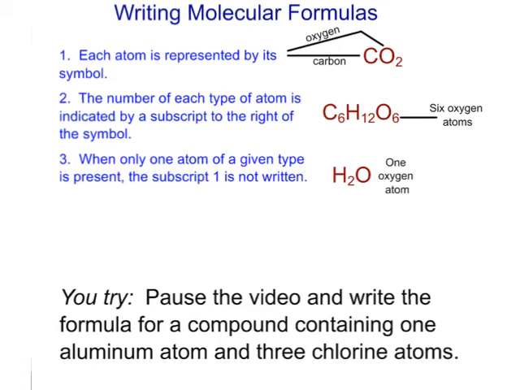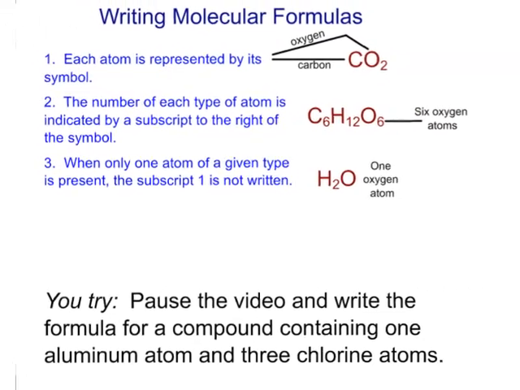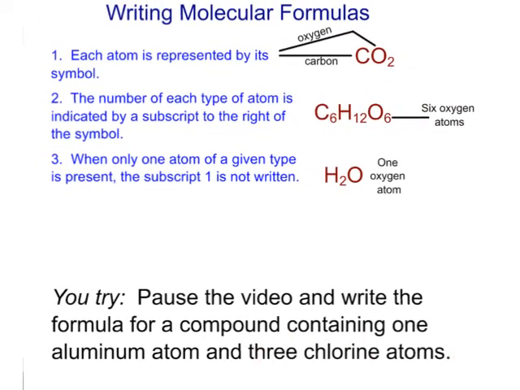So if you would just pause the video here in a minute, try this little exercise, see if you can write the formula for a compound containing 1 aluminum atom and 3 chlorine atoms. And then turn the video back on and start playing, and I will show you the answer on the next page, and you can see if you get it right.